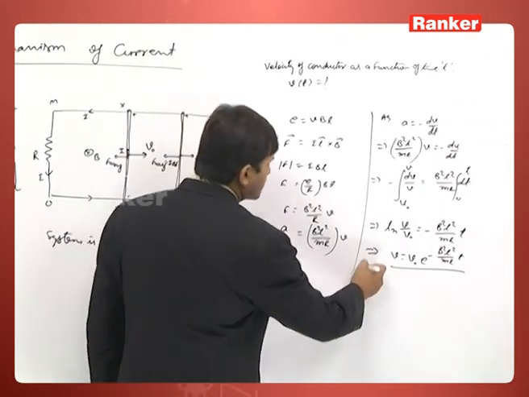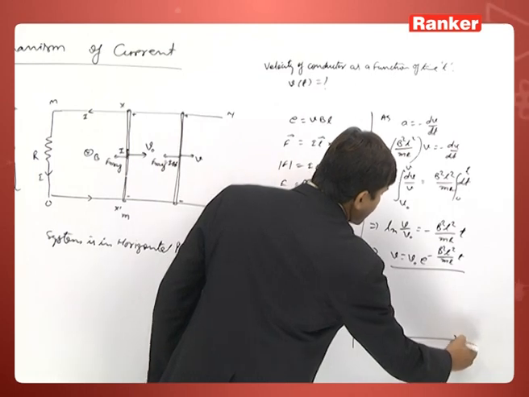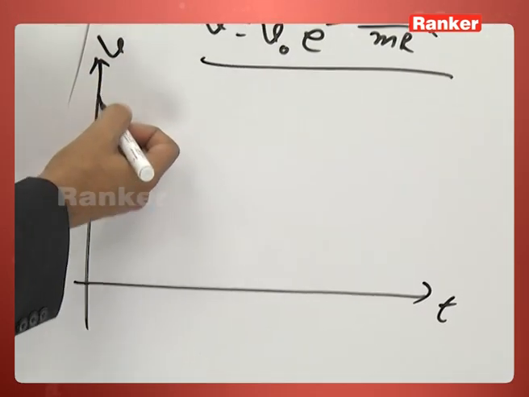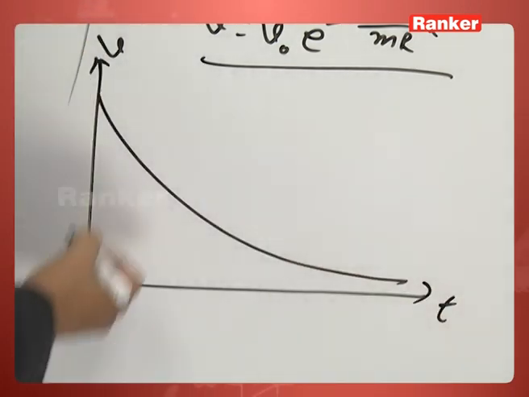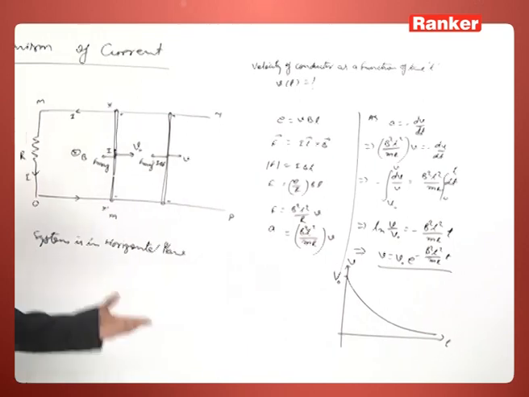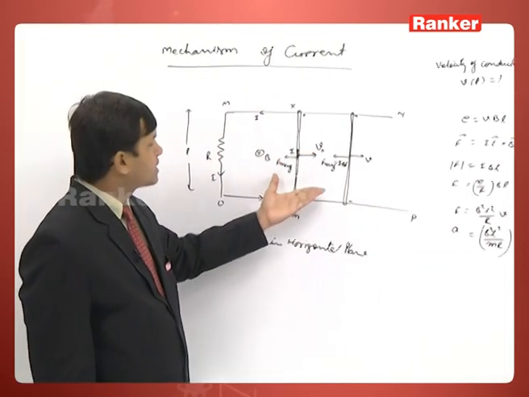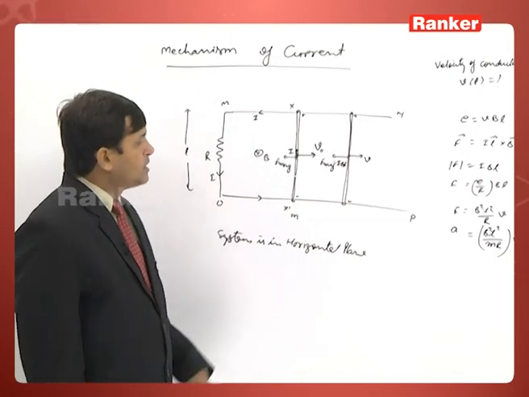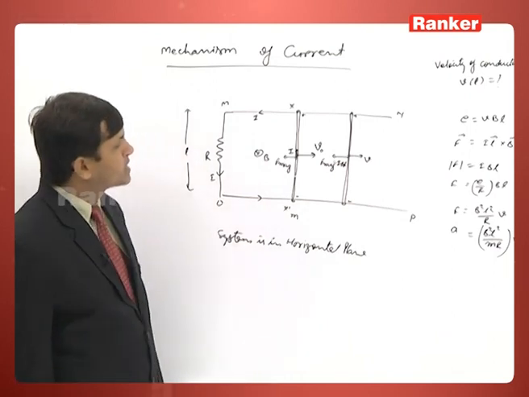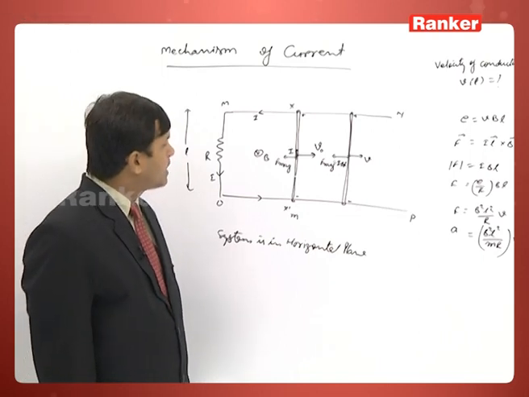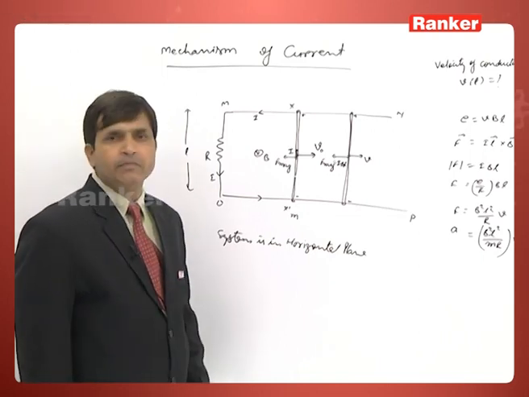If we want to see the graph of how the velocity varies with time, we get this type of relation. So this is the variation of velocity of a conductor. That can be said to be the mechanism of current, what is happening when current starts flowing. Now in this problem so many things can be changed, and we can have different types of problem.